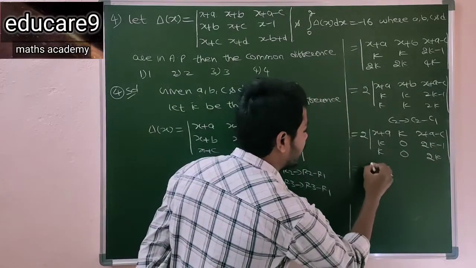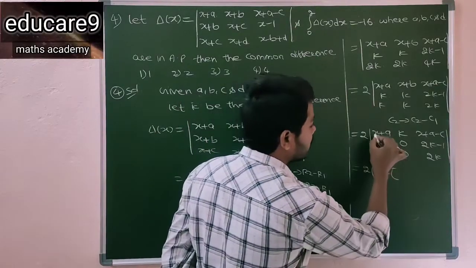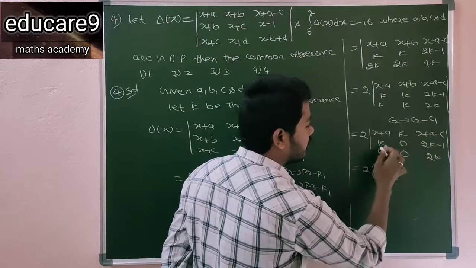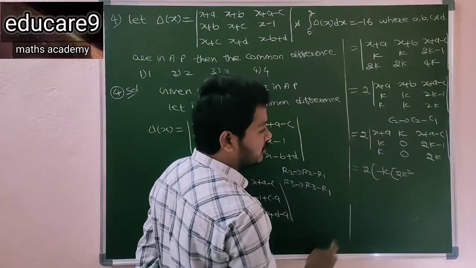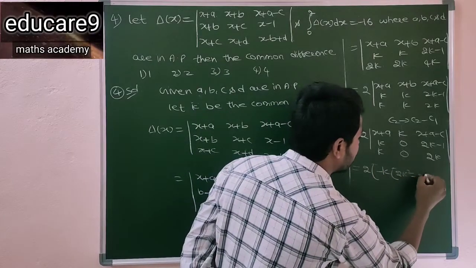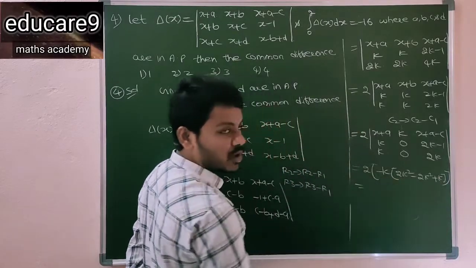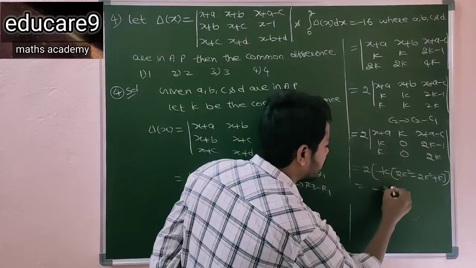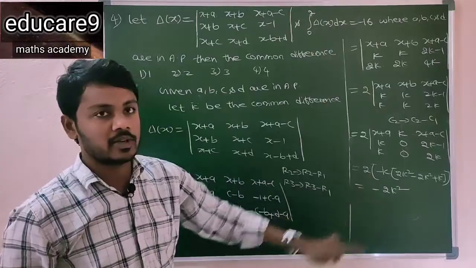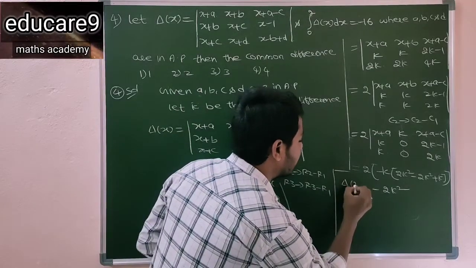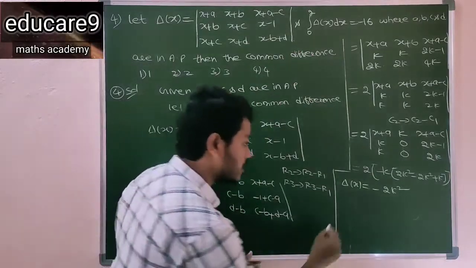So what you get: 2 into minus k times of, delete the corresponding row and corresponding column. What you get, 2k square. So 2k minus 1 into k, that is minus 2k square plus k. So clearly this value is minus 2k square. Therefore delta x value is minus 2k square. So clearly this is delta x value.